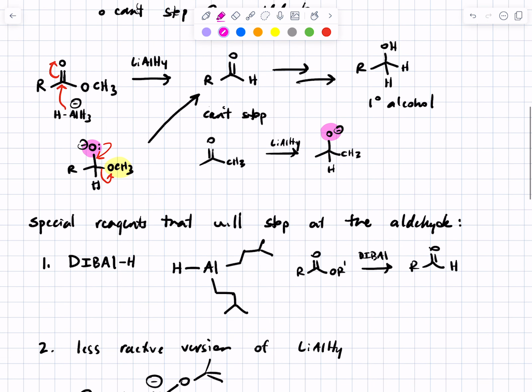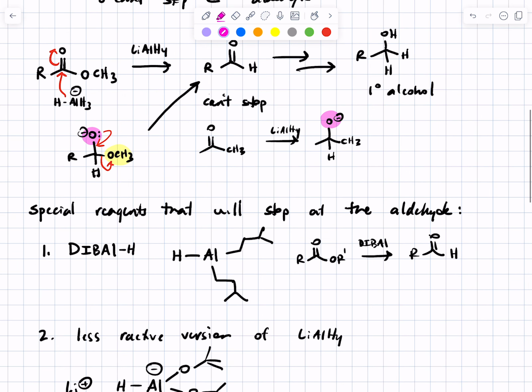It'll take about 3 minutes to show you how one of these works. The first is called diisobutyl aluminum hydride, or DIBAL for short. This is its structure. If you look at that, you'd be forgiven for thinking, hey, there's not even a negative charge on the aluminum, so how is that nucleophilic?